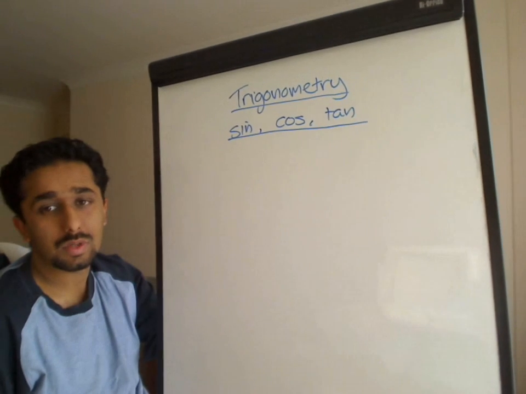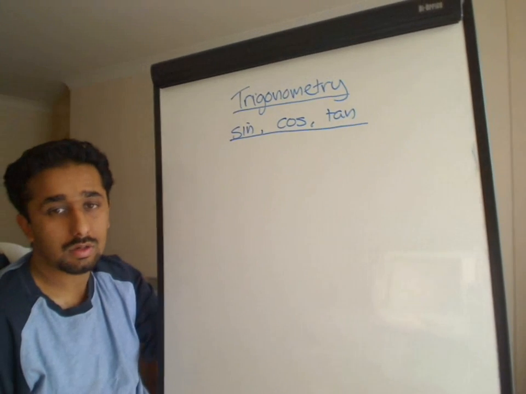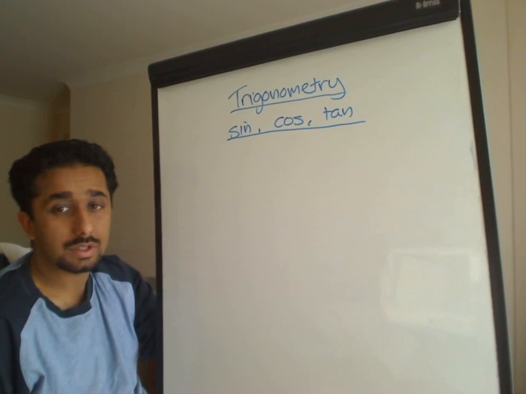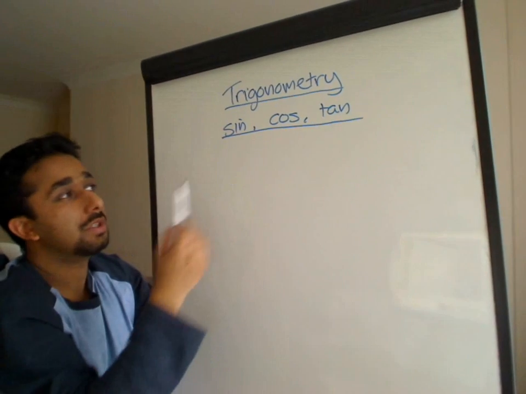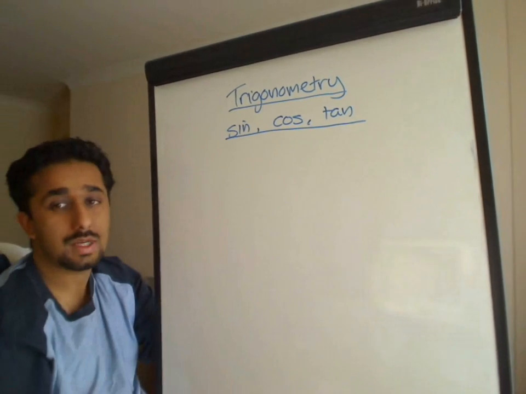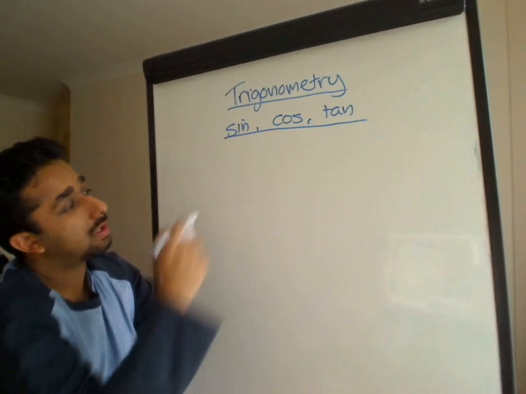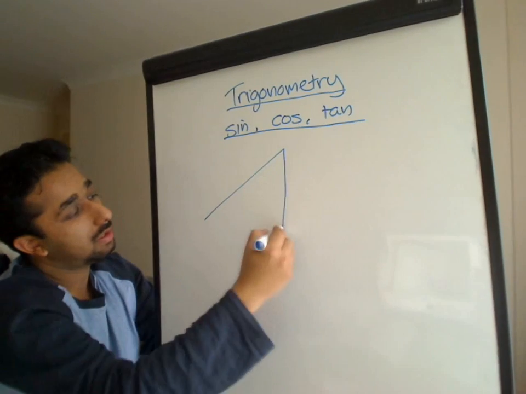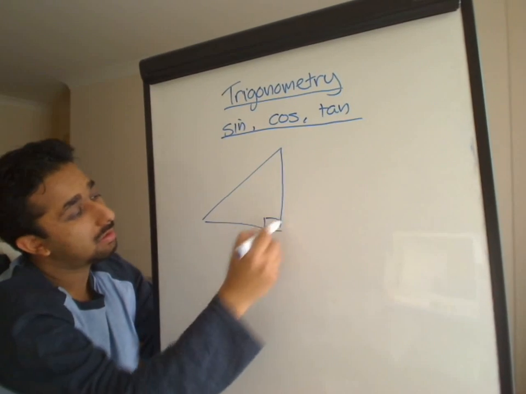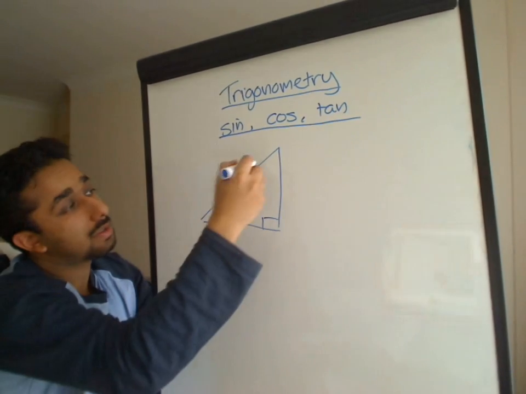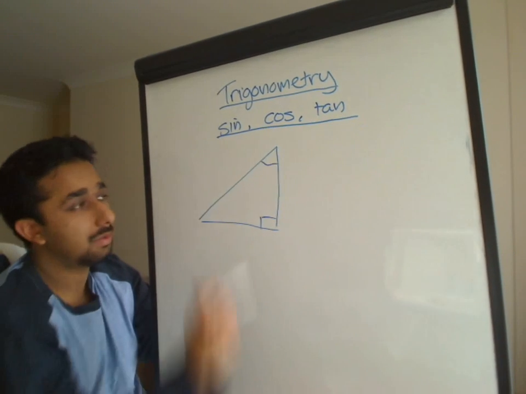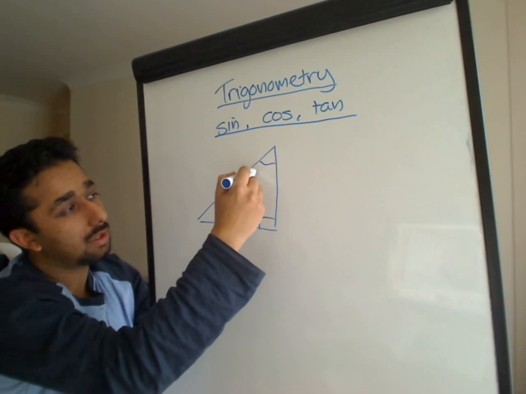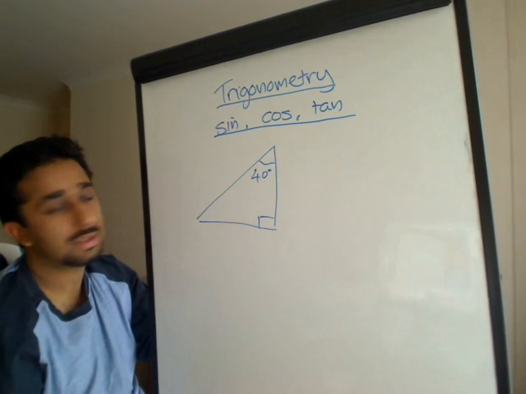Here's another video on working out the length of a side of a right angle triangle using trigonometry, which is either sine, cos or tan. Here's a right angle triangle. I'm going to be writing that angle. Let's call it 40 degrees this time.